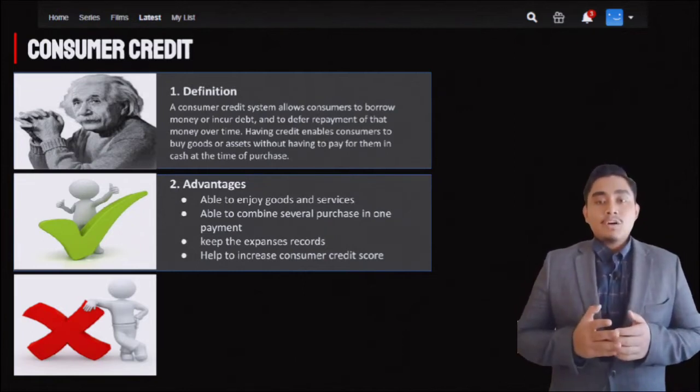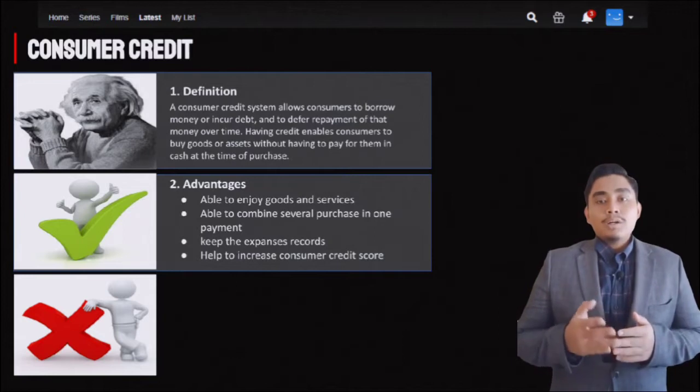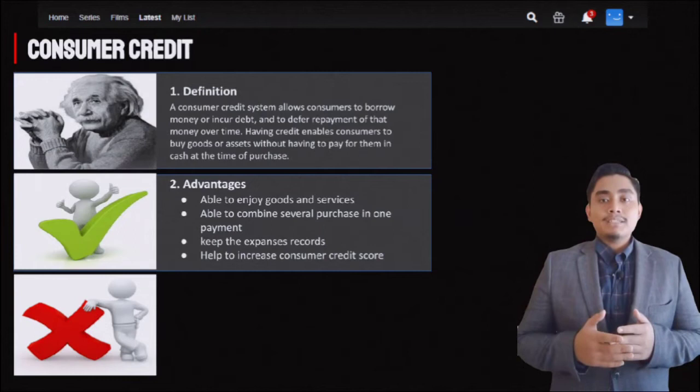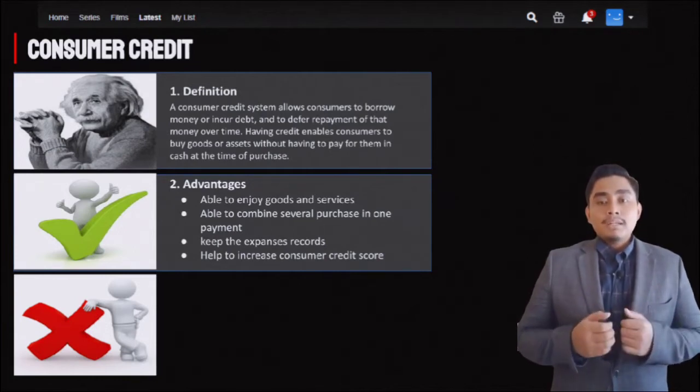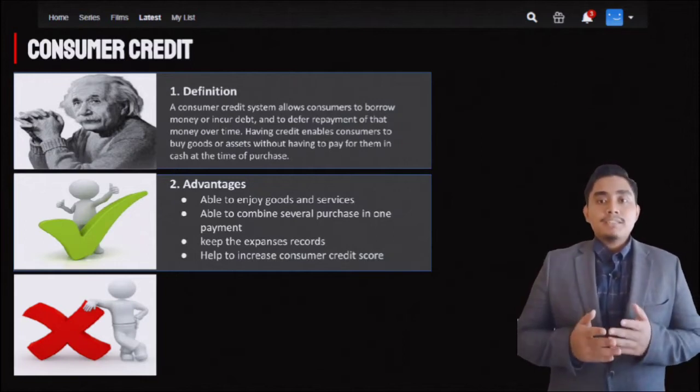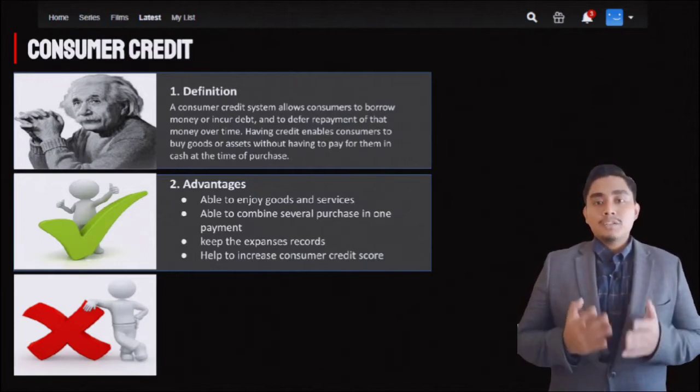Next, I will talk about the advantages and disadvantages of consumer credit. The advantages of consumer credit is we are able to enjoy goods and services that we want. Second advantage is we are able to combine several purchases in one payment. Next, we can keep our expenses record. And the last advantage is we can also increase our credit score.